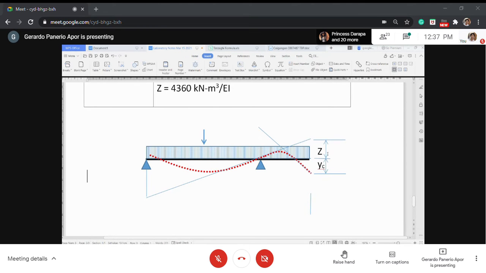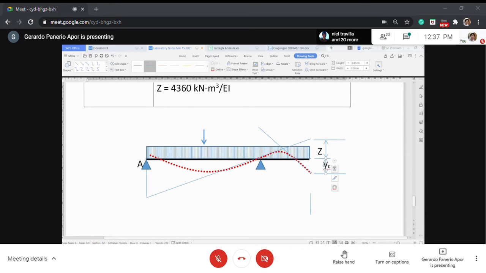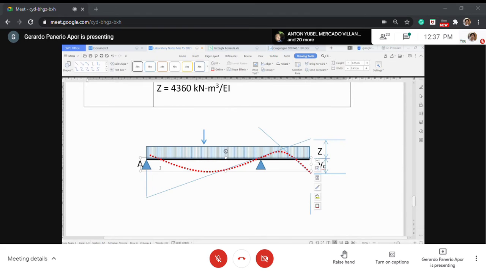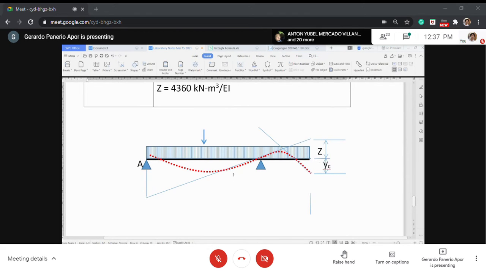Nakuha na nato ang z, ang y sub C wala pa. But I can also make a tangent line from this point and call this C. And this one is tangent line at B. Therefore, we are talking about BC now.